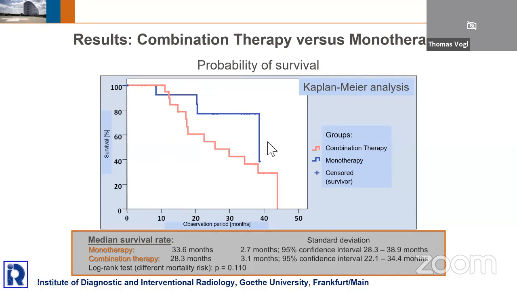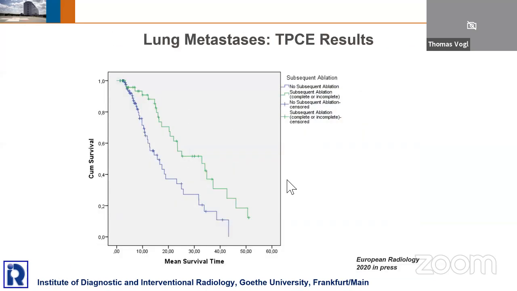This was what we had seen in monotherapy and the combination therapy. Those patients who had only microwave, they were better, but of course they had smaller lesions in size and they were better from the biology. This was shown in evaluating those data.